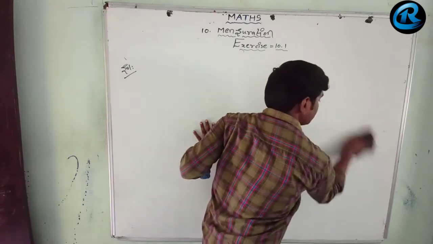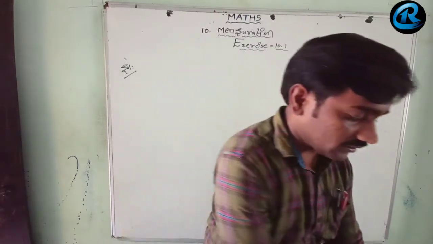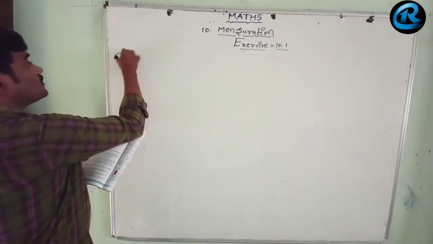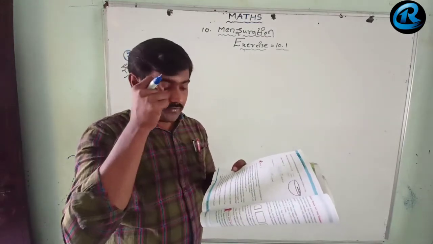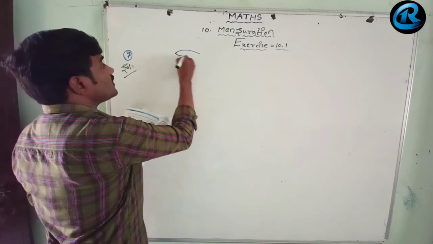Now we go for the seventh one, then the eighth and ninth. There are 3 more problems again. So question number 7. A solid iron rod in the shape of a cylinder.